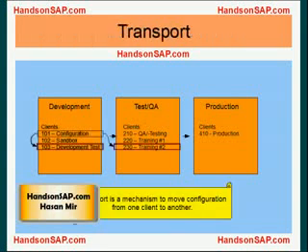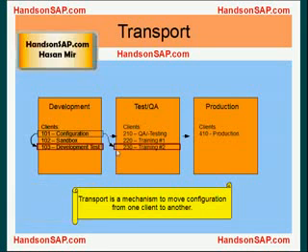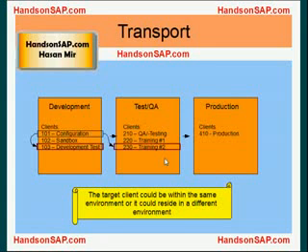Now, transport is a mechanism to move configuration from one client to the other. The target client could reside in the same environment. As you can see here, the configuration client is the source client, and the configuration is being moved to the development test client, which is the target client. Both of these clients are residing in the same box, the development box.